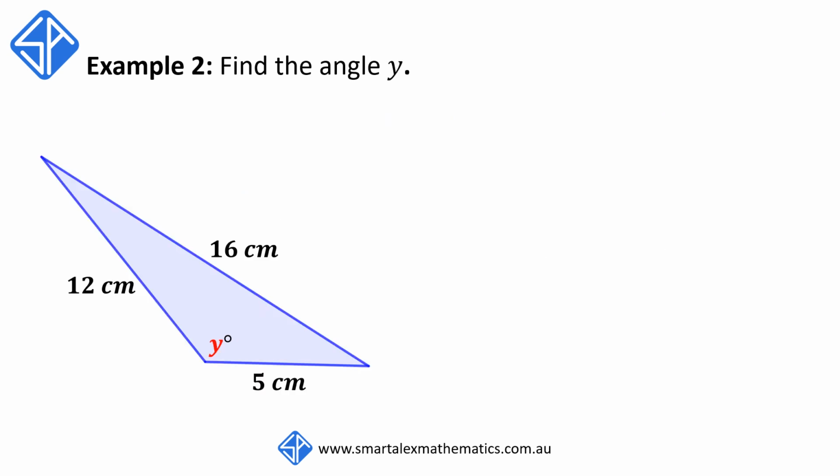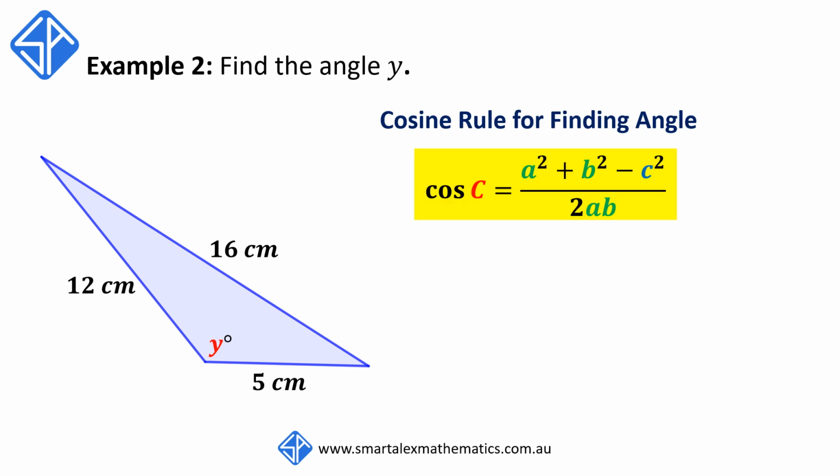Our next example, example 2. In this example, we want to find the unknown angle marked y. Again, we're going to start off with the formula. Cos c is equal to a squared plus b squared minus c squared, all over 2ab. We now need to identify what each of the variables stands for. Capital C is the unknown angle. So in this diagram, capital C will correspond to y.